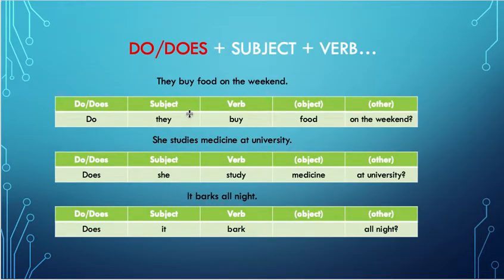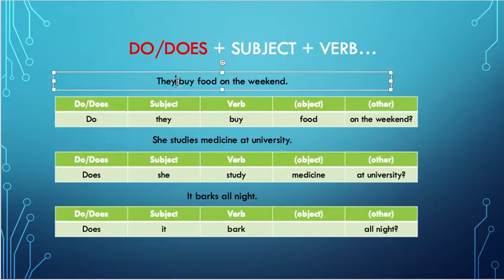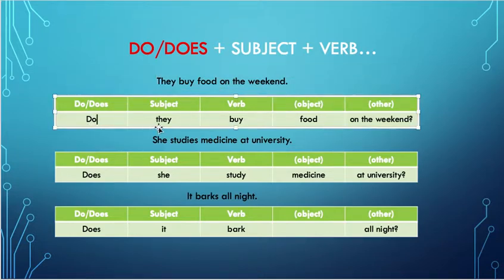Okay, so let's have a look at some examples. We have a sentence here. They buy food on the weekend. To change this sentence into a question, first we need to choose do or does. Now, the subject is they. So for they, we use do. Okay, so do they, then the action, the verb: do they buy food on the weekend?